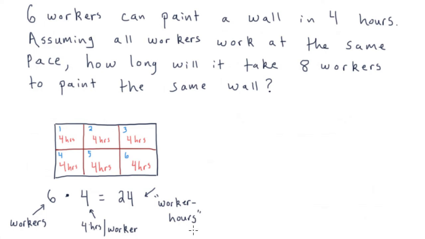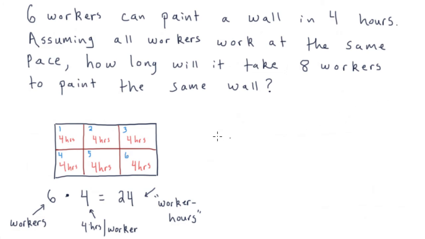Okay, so I'm sort of fudging together a new unit, this worker hours, but I'm just making it fit into this multiplication definition. So this is very naturally a multiplication problem. We have 6 workers, 4 hours per worker, so the wall takes 24 worker hours. The way I like to think about that is if one person were to paint the wall, it would take that one person 24 hours, because this is telling me altogether there are 24 worker hours. Hopefully that picture is starting to make sense.